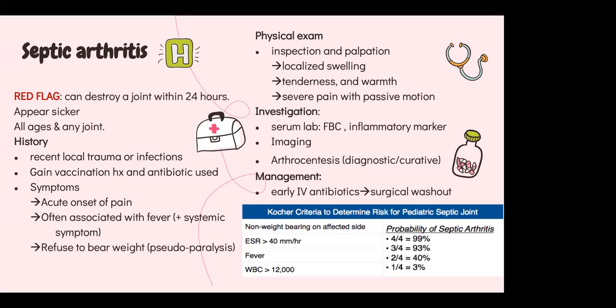So basically, you use these criteria to know if the presentation is more suggestive of septic arthritis. There are 4 criteria here: non-weight bearing on the affected side, ESR, fever, and white blood count. The probability of septic arthritis if it is 1 out of 4 is 3%. If 4 out of 4, it might indicate 99%, which is a strong indication of septic arthritis, and treatment and intervention need to be done at that time.